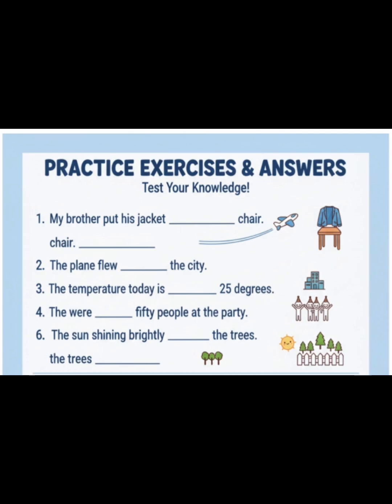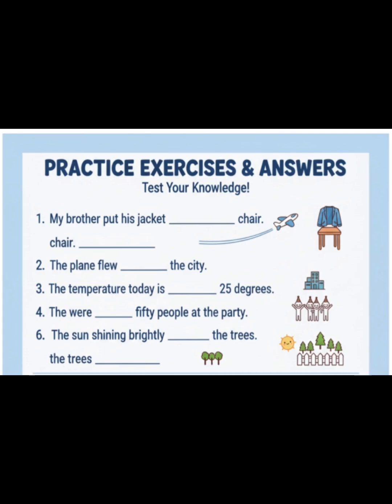Next sentence is, the temperature today is, blank, 25 degrees. The correct answer is, above. Above is used to indicate a temperature higher than a specific point. So it will be, the temperature is above 25 degrees. Next sentence is, there were, blank, 50 people at the party. The correct answer is, over. Over indicates more than a specified amount or number. So it will be, there were over 50 people at the party.